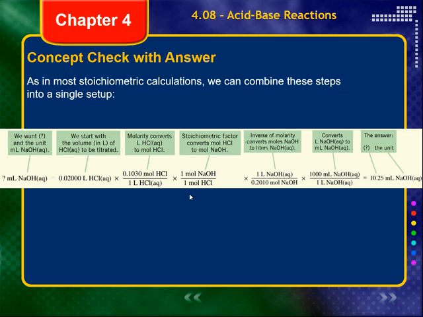And then I'm going to invert the molarity of the NaOH here, just so that the moles of NaOH cancel, because that'll be the unit that I'm in right now. Then I'll have liters, a volume of NaOH, which again is what the question is asking me for, but it doesn't just want any old volume. It wants a volume in terms of milliliters of NaOH. And so I have one last conversion factor that converts liters of NaOH to milliliters of NaOH, and then I have my answer of 10.25 milliliters of NaOH.